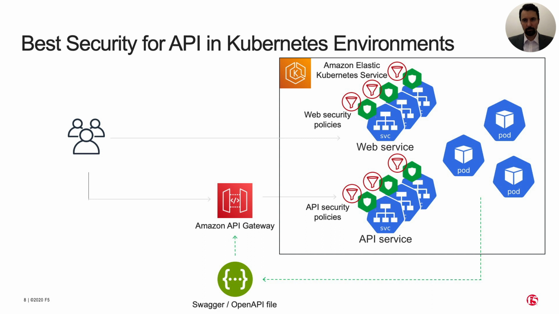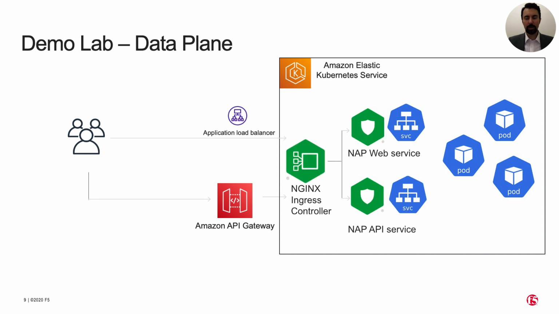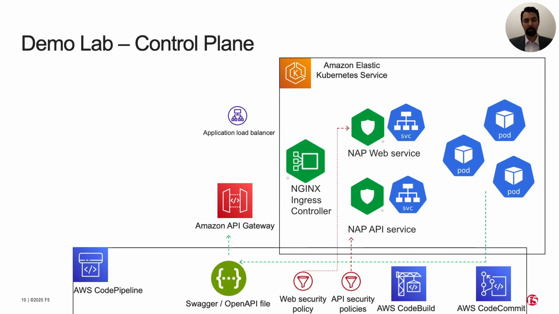For the purpose of this demo, I'll be using Arcadia Finance demo application deployed in Amazon Elastic Kubernetes service. The application has a web interface and an API interface protected by their respective NGINX App Protect instances. We will be also using NGINX as Kubernetes ingress controller. The control plane consists of AWS Code Pipeline, which is managing the security policies for both NGINX App Protect instances, and it's also pushing the OpenAPI file to the API gateways and to the NGINX App Protect instances.